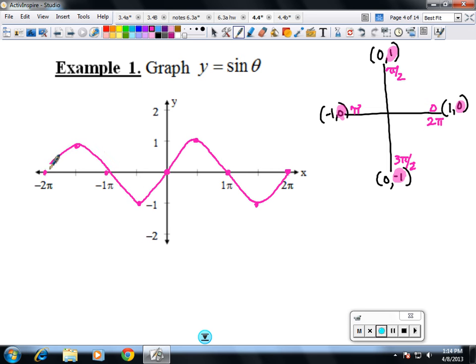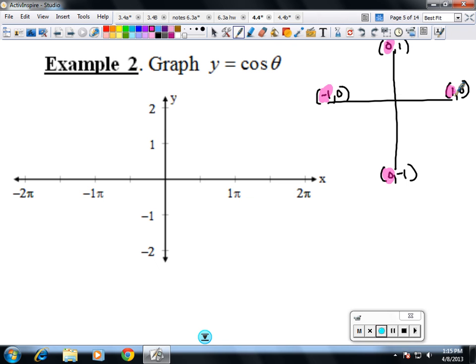I tell my kids, sine starts in the sand. If you're standing here, this is like the sand. You're on the beach. The domain is all real numbers. The range is from negative 1 to 1, because the highest it goes is 1, the lowest it goes is negative 1.